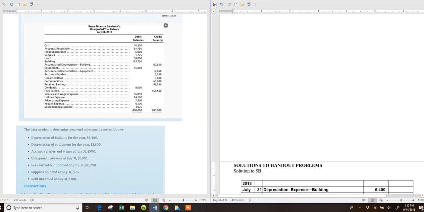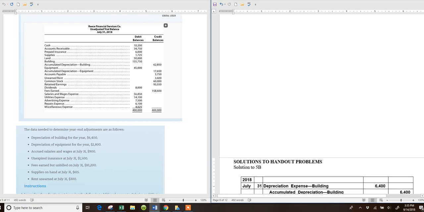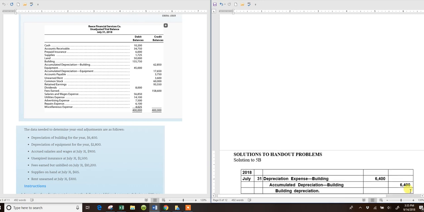And whenever you have depreciation expense, your credit is always accumulated depreciation. Please know, and I want to remind you, that accumulated depreciation is a contra asset. So if you look up here, here's my building, and here's my accumulated depreciation on the building. So I will never look at a building account without its related accumulated depreciation. So this is my asset, this is my contra asset.